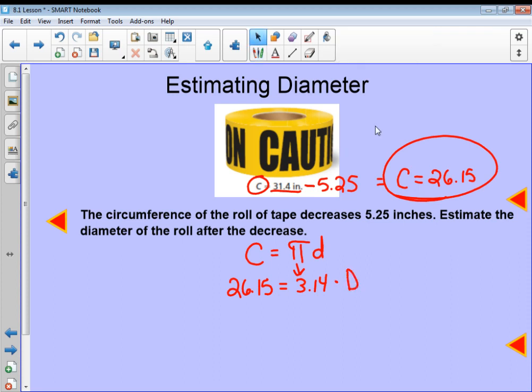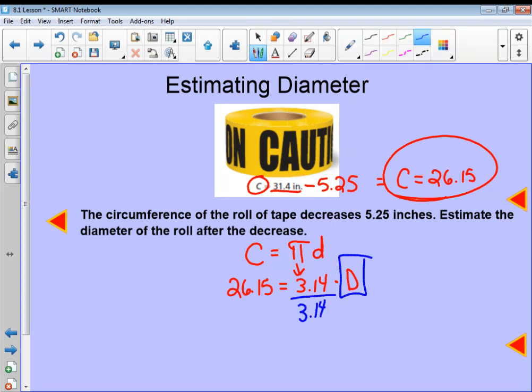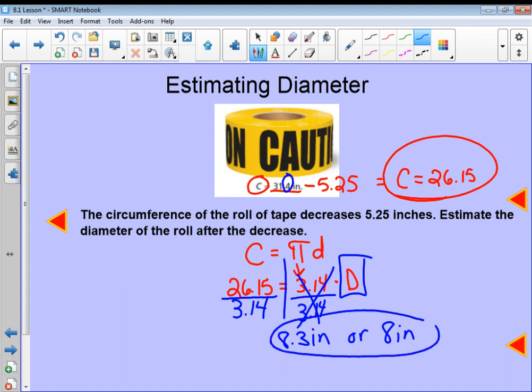Okay, I want to get D all by itself. So we're going to divide by 3.14 to get rid of it. Whatever I do to one side of the equal sign, I have to do to the other. Reviewing skills from earlier this year. So 26.15 divided by 3.14 gives me 8.32805. I'm just going to say it's about 8.3. And our units was inches. Okay, I chose to go to the nearest tenth because that's what they had done there. But if you wanted to say 8 inches, that would be fine too. Sometimes it'll just tell you in your instructions what to round to.